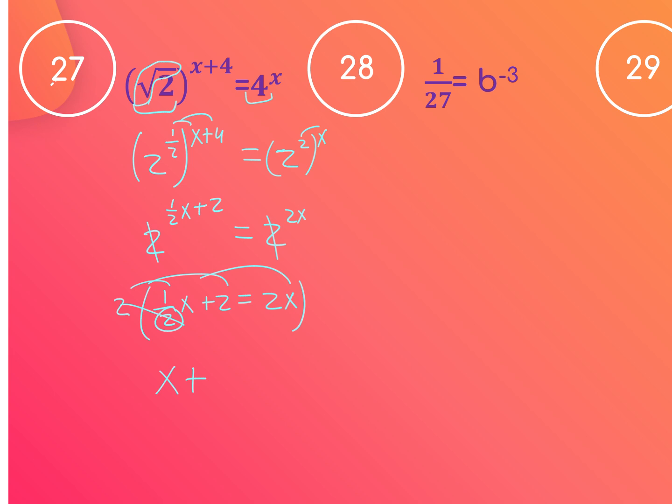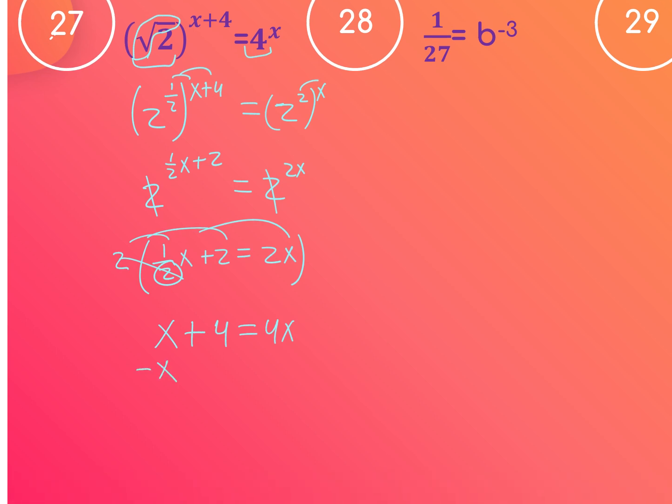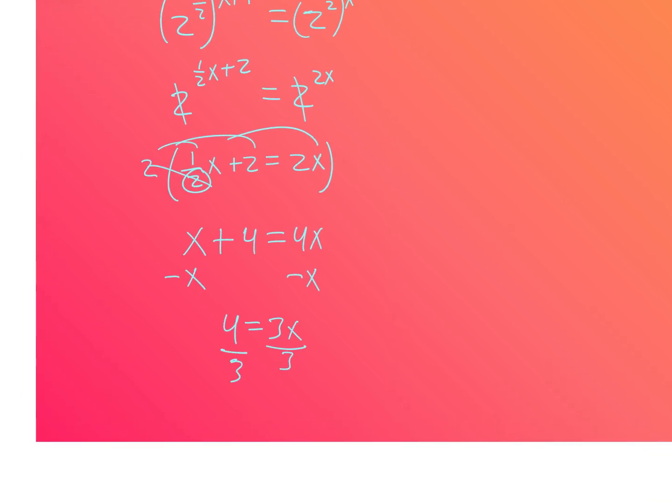And then everything else just gets multiplied by 2. X plus 4 equals 4x. And then you can subtract x on both sides, and we get 4 equals 3x. Divide both sides by 3, and you get x equals 4/3.